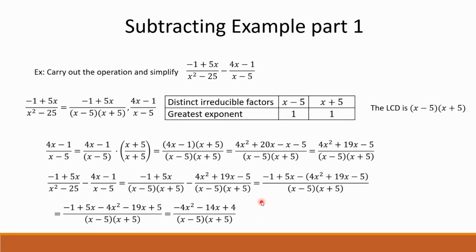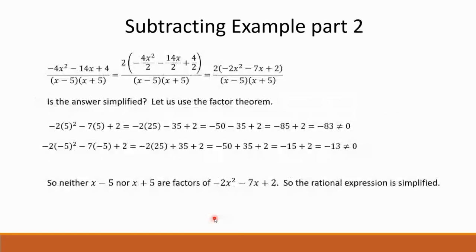Good. Now, are we done? Well, no, because we have to see, is this simplified? That's what we have to check. Now, I factored out a 2 from the numerator. You really don't have to do that, mostly because we're going to use the factor theorem. But I just factored out a 2. I thought it would be easier. It's a little bit easier, as you'll see.